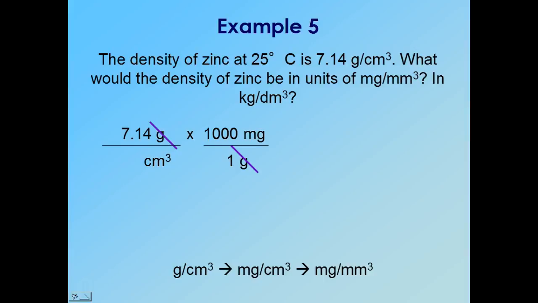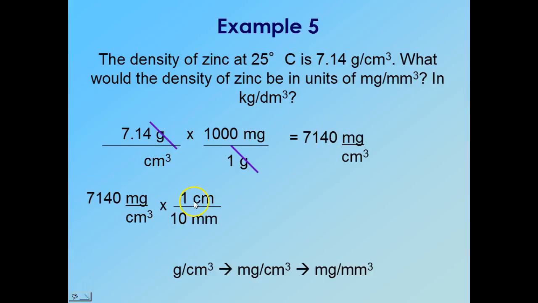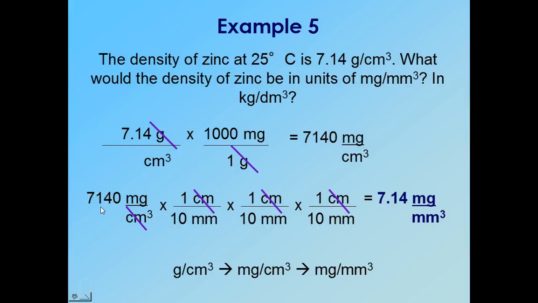And I know that for every 1 centimeter there are 10 millimeters. Since centimeters are in the denominator to start with, to cancel them out, I need to put them up in the numerator. I'm going to take 1 centimeter for every 10 millimeters, and I'm going to do that 3 times so that the 3 centimeters that are here in the denominator cancel out. And now I would take 7,140 milligrams and multiply it times 1, and I would divide it by 10 cubed. And that would give me the same answer I started with, 7.14 milligrams per millimeters cubed.